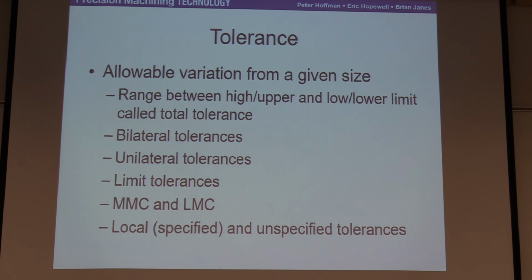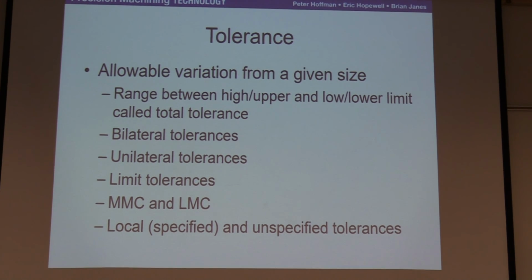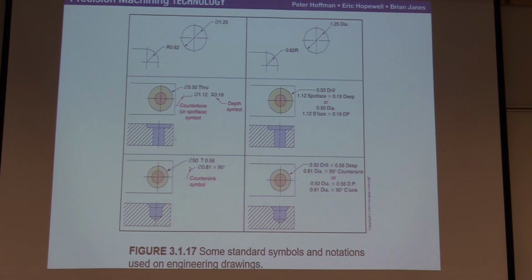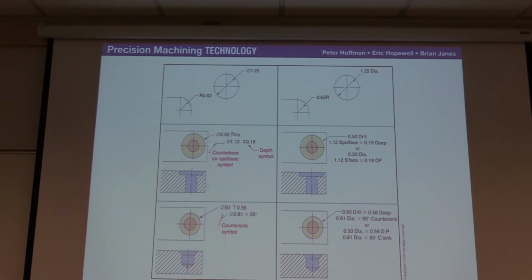Tolerance. Allowable variation from a given size. As you can see, there's a lot of different variations within tolerances, whether it's bilateral, unilateral, maximum material condition, least material condition, local, specified, and unspecified tolerances, and so forth, okay? So here's a good breakdown to start with.